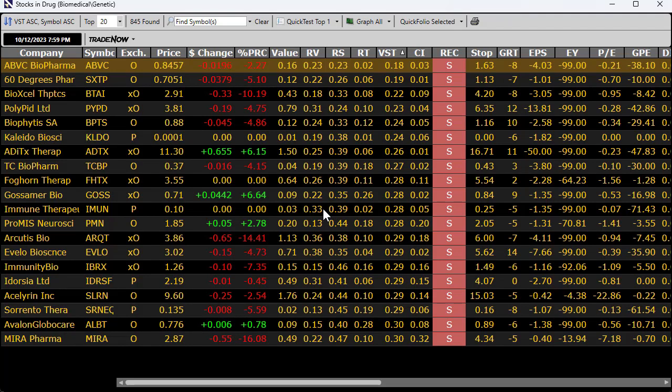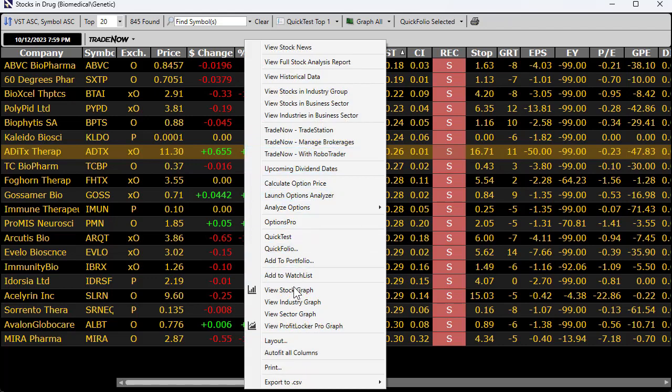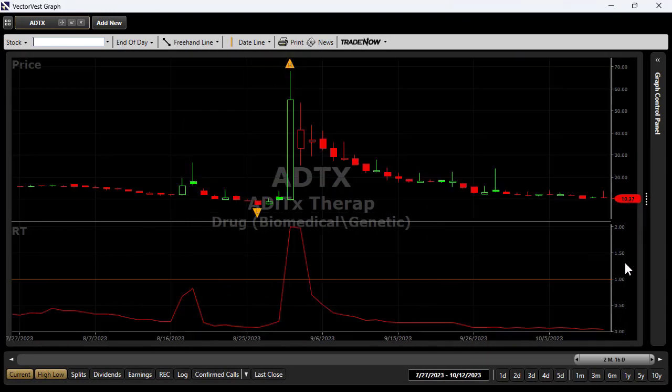Now you're probably hard pressed to find a lot of stocks in here that are above $5 even. So you may not find a lot of stocks to short in this particular industry group. Got one here, ADTX, it's $11. We value it at $1.50. No RV, really low RS, relative timing in a significant downtrend. Right click on it, view the stock graph. I mean, this is the type of stock that you want to short, if it continues to move down. Of course, look at that RT really low.